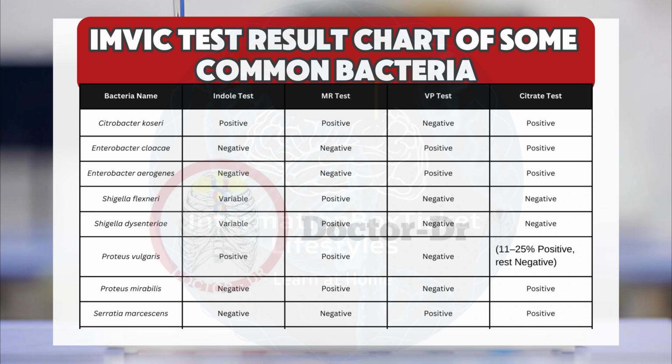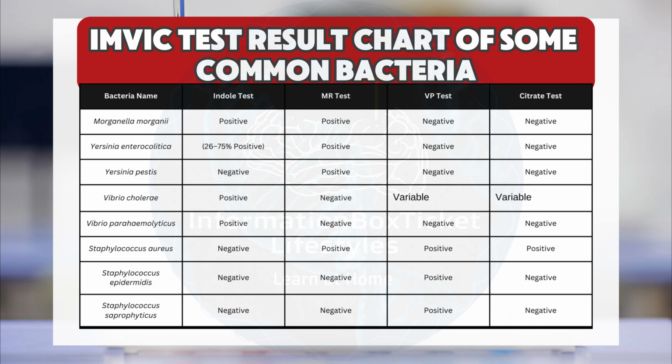Proteus vulgaris: positive indole, positive methyl red, negative Voges-Proskauer, citrate test positive in 11 to 25% of cases. Proteus mirabilis: negative indole, positive methyl red, negative Voges-Proskauer, positive citrate. Serratia marcescens: negative indole, negative methyl red, positive Voges-Proskauer, positive citrate.